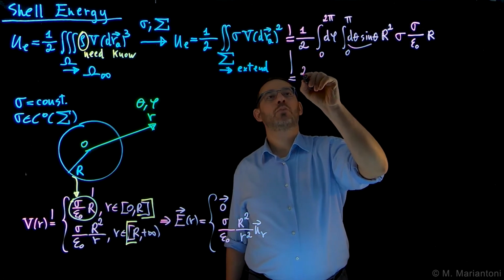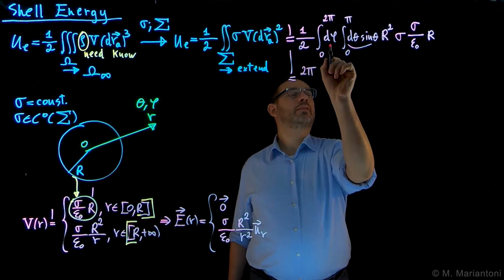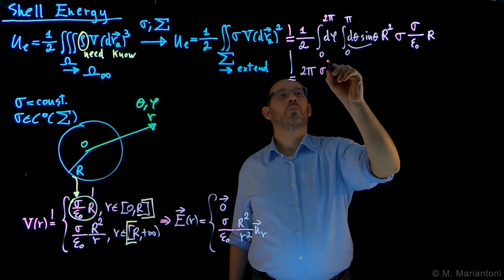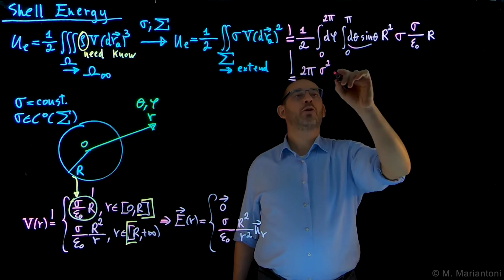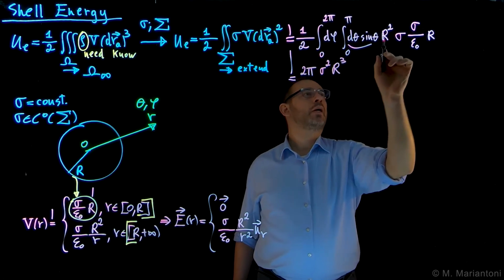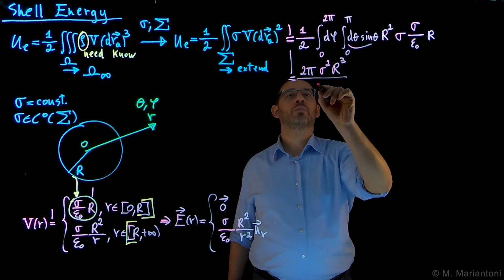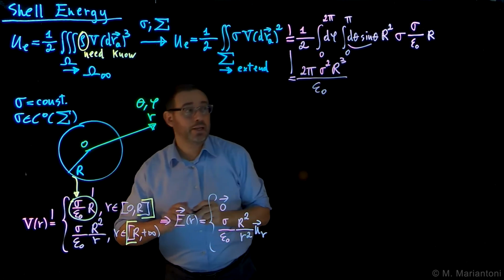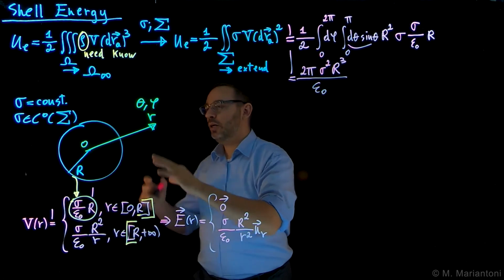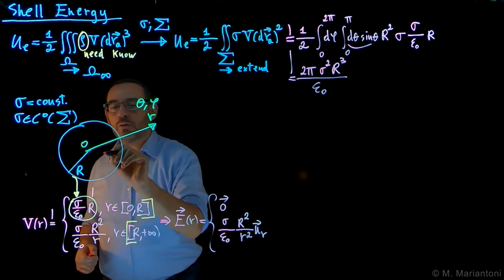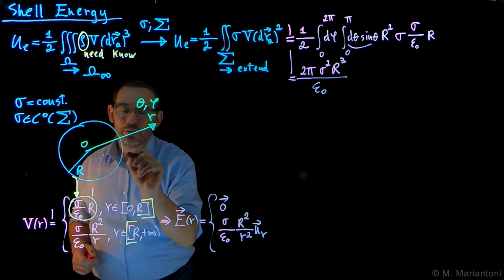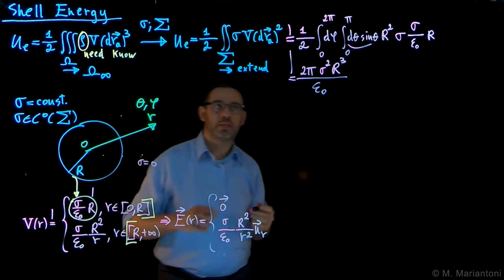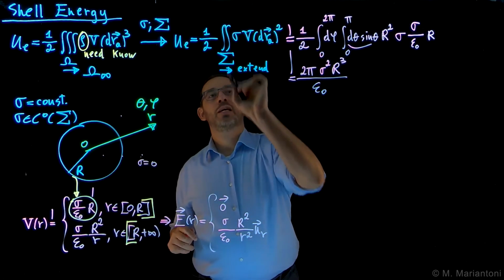So I obtain 2 pi from this integral here, times sigma square here, times R cube, capital R cube here, divided by epsilon naught. Great. So we found the electrostatic energy associated with this shell. Again, if you were to compute it outside the region capital sigma, here sigma is equal to 0, so it does not contribute. So that's why we can do it just on capital sigma.